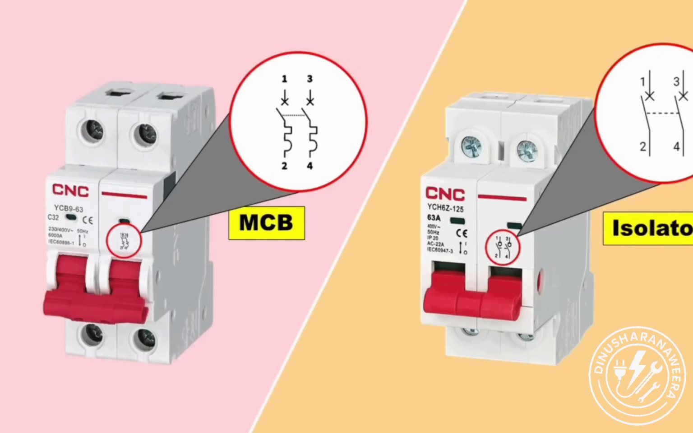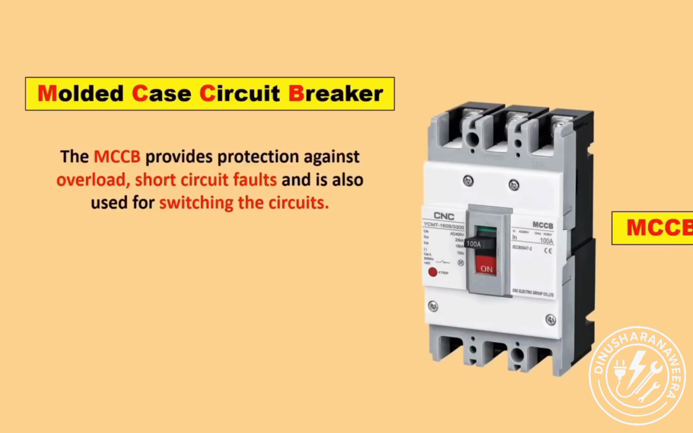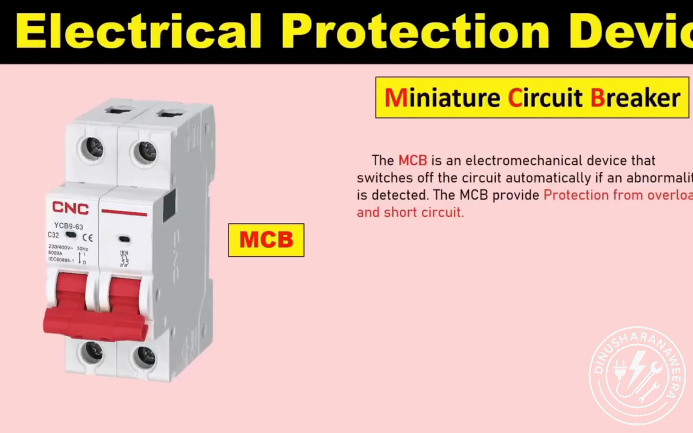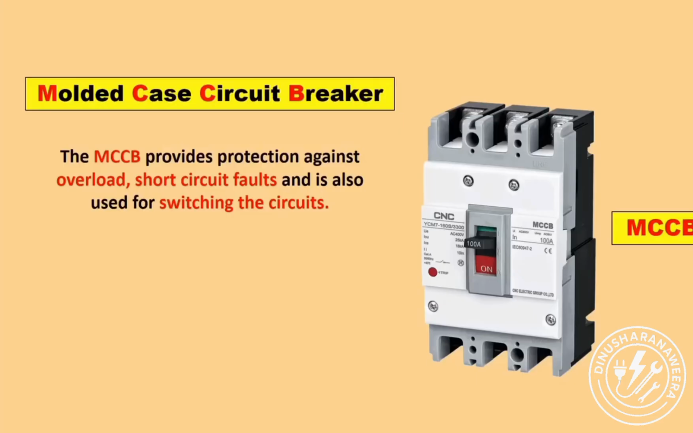After this, next device is MCCB. Full form of MCCB is molded case circuit breaker. Friends, the MCB you have, or if you are going to buy a MCB, then a maximum of 63 ampere rating MCB you can buy. These days you can find a 100 ampere rating MCB also, but before, till 63 ampere rating MCBs were available in the market.